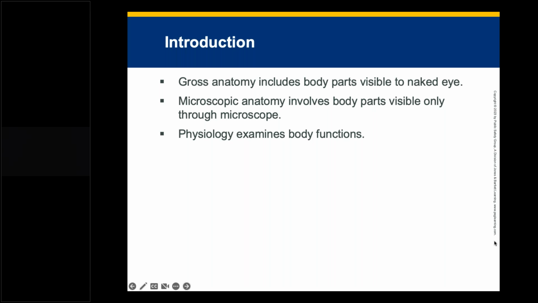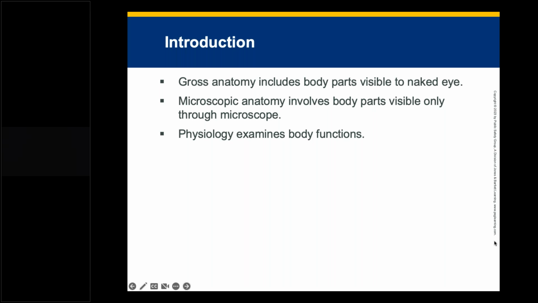Obviously, gross anatomy includes body parts visible to the naked eye. What we're going to see are visual assessments. We're learning more about how the human body works, but it's going to be more of how we're going to assess those things we can see and how we're going to assess the things that we cannot see. Remember, gross anatomy also includes body parts that are generally visible. Microscopic anatomy involves components of the body that are small, often visible through a microscope.